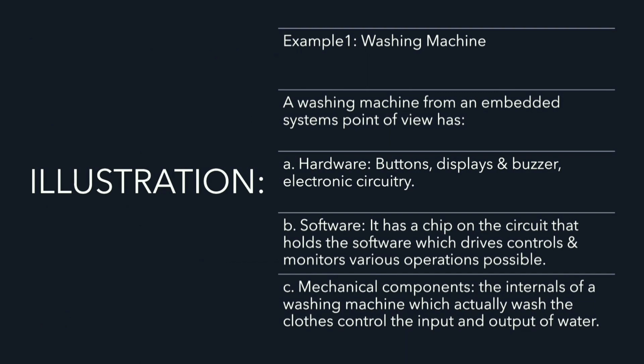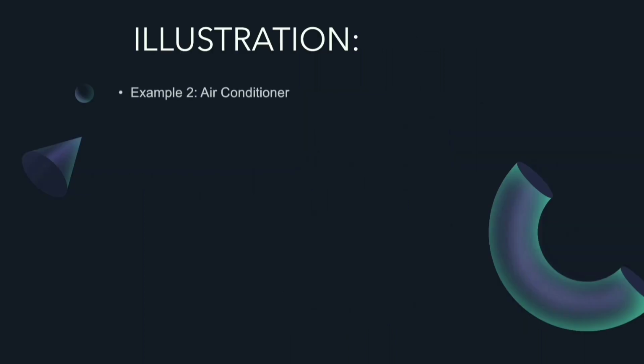Let us know what an embedded system is with the help of an example. Here, for example 1, we have a washing machine. A washing machine from an embedded system's point of view has hardware which contains buttons, displays and buzzer or an electronic circuitry. For software, it has a chip on the circuit that holds the software which drives, controls and monitors various operations possible. For the mechanical components, the internals of a washing machine actually wash the clothes and handle the input and the output of the water. To know more about the embedded system, let's take another example of an air conditioner.